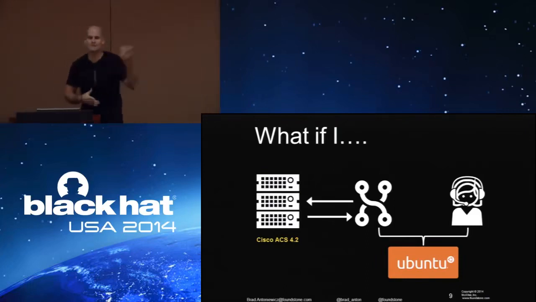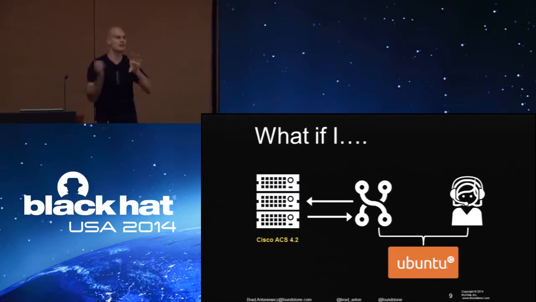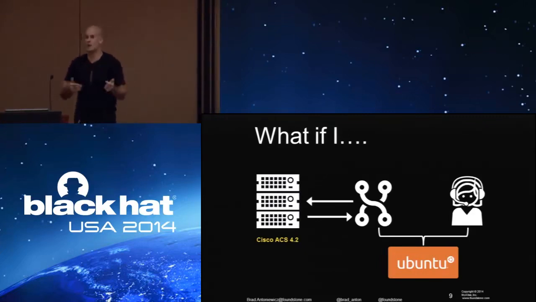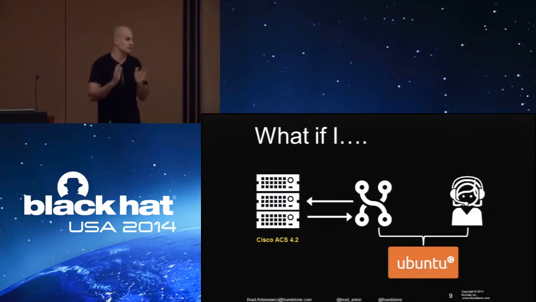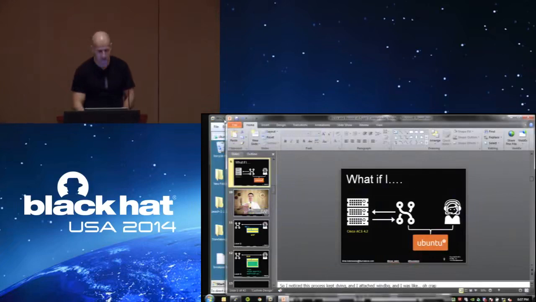So what I have is, I'm targeting the RADIUS server on the back end, and so I have an Ubuntu VM that's pretending to send data to the RADIUS server as it would expect it from the authenticator, as it would expect from the AP or the switch. And so I started to play around with this. I'll show you what I started to do.